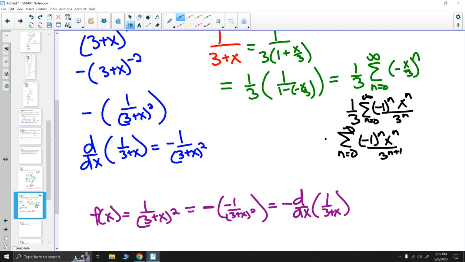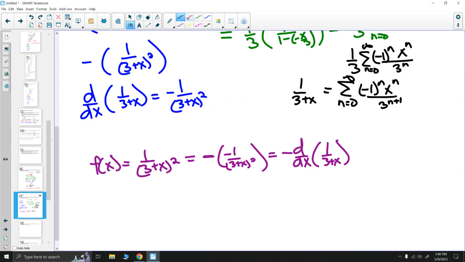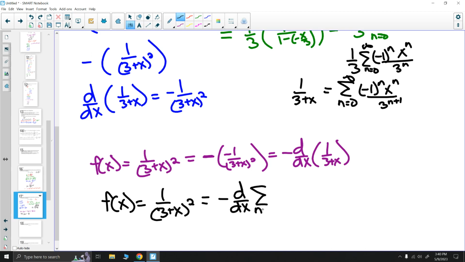Okay, so this is our 1 over 3 plus x. That's what this power series is. And again, the power series that we're looking for should be the negative of the derivative of this thing. So f of x, which is equal to 1 over (3 plus x) squared, the thing that we're trying to solve for, is going to be equal to the negative derivative of our sum, n equals 0 to infinity of negative 1 to the n, x to the n over 3 to the n plus 1.